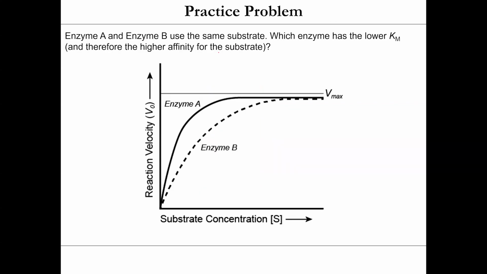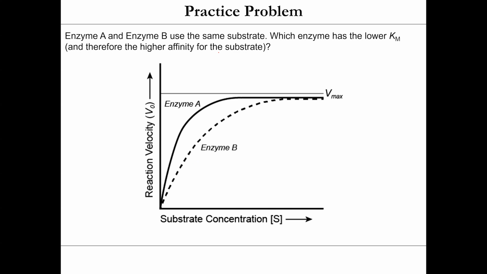So here's a practice problem we can go through. This is going to be pretty similar to something you might see on the exam, just to make sure that you understand the concepts of Vmax and Km and initial reaction velocity and all of that stuff. In this question, it says enzyme A and enzyme B use the same substrate. And from this graph below, which enzyme has the lower Km and therefore the higher affinity for the substrate?